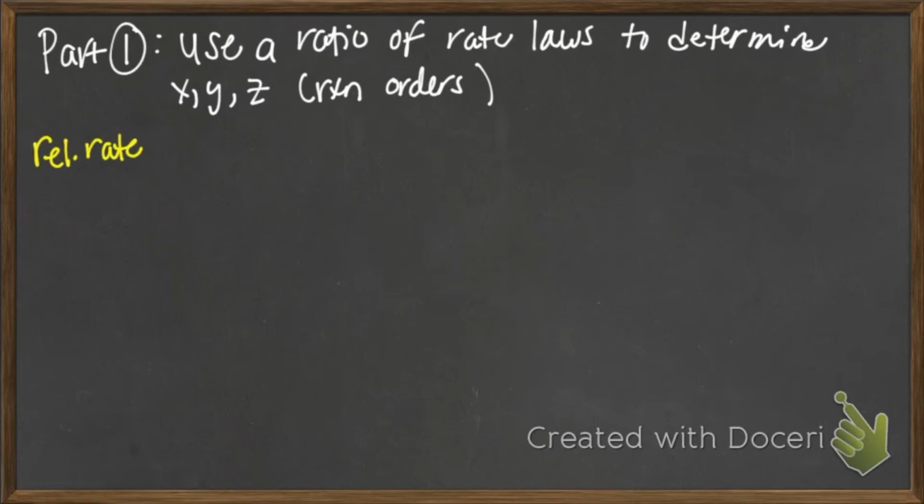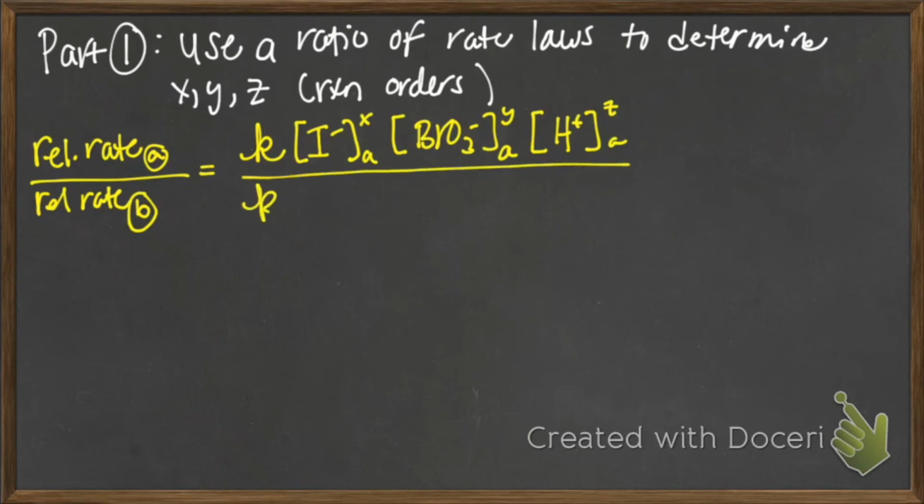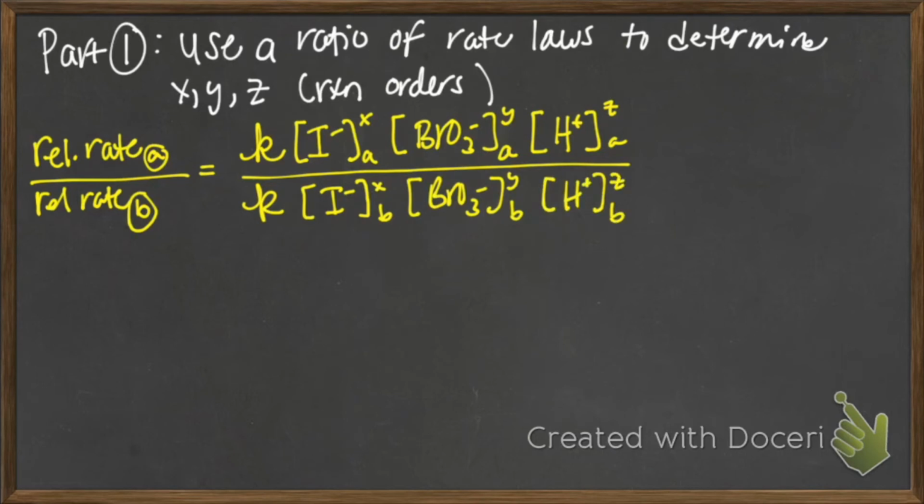and it's the relative rate, remember, so we're just using that arbitrary value. So relative rate of trial A, for example, over relative rate of trial B, for example, and then that's equal to k times the concentration of I^- to the x power for trial A, times concentration of BrO3^- to the y power for trial A, and concentration of H^+ to the z power for trial A. And divide that by k, [I^-]^x for trial B, [BrO3^-]^y for trial B, and [H^+]^z for trial B.